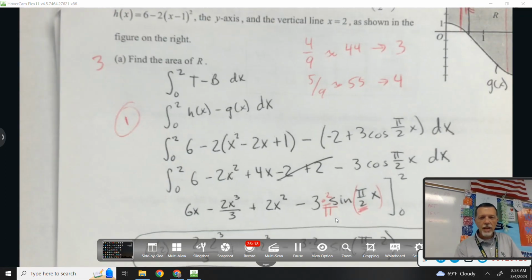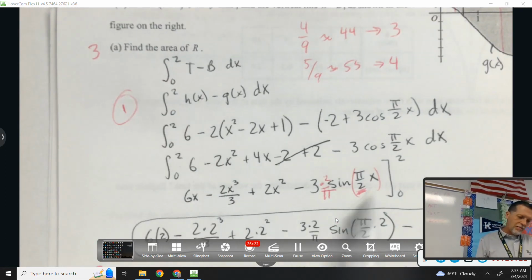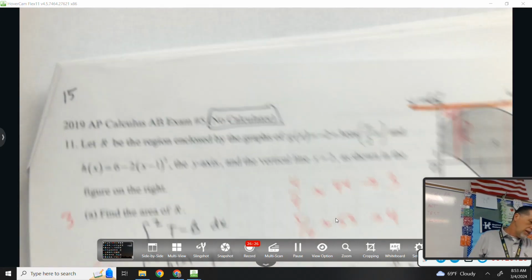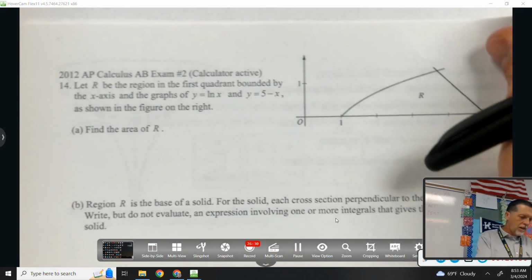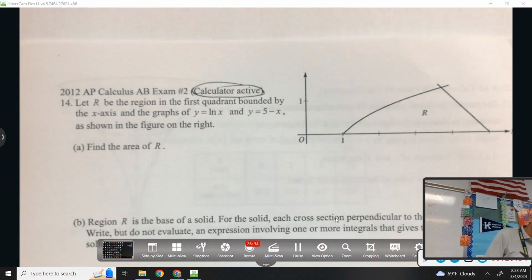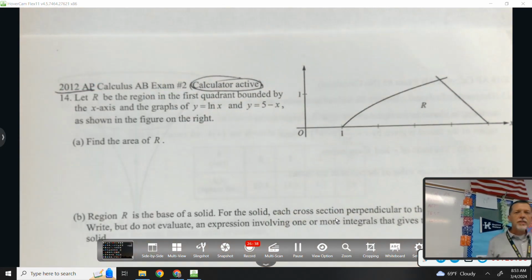Let's see. So that one took me 11 minutes. But I don't know. The time wasn't an issue for that one, I would say. 7 and 14. This one we get to use our calculator. Thank goodness. Another old AP test question here.